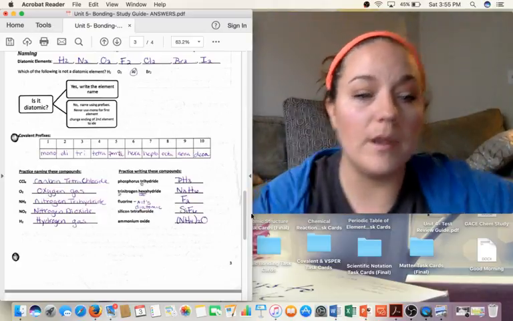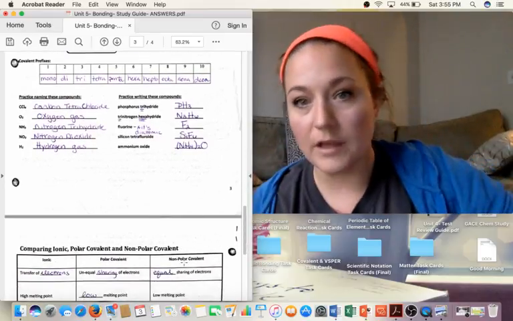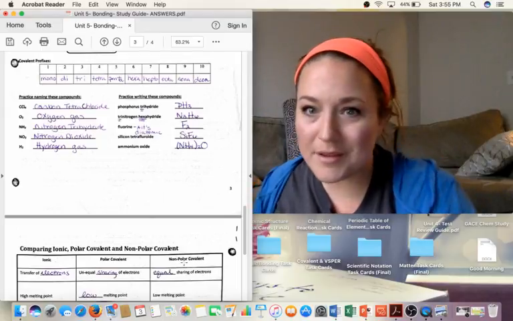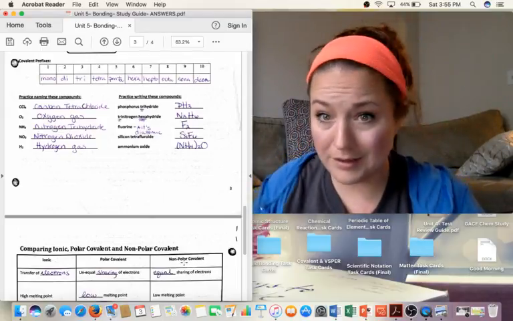So when you go through and you practice writing the names for your covalent bonds, remember that this has to do with a nonmetal and a nonmetal. So both of them are in the same area.